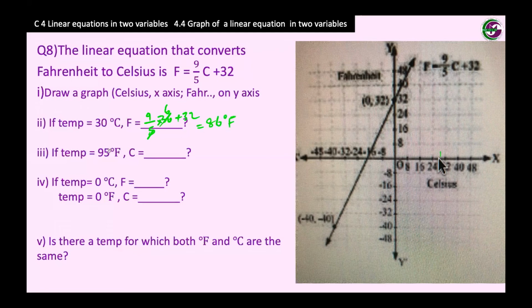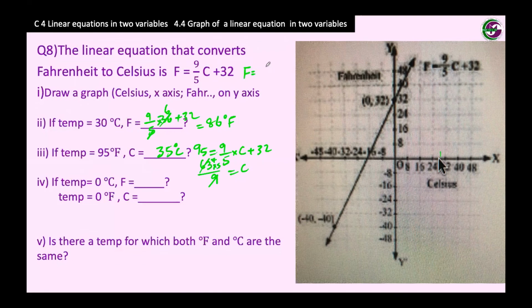Great. Next one is 95 Fahrenheit. So the left side will be 95. So we can say 95 is equal to 9 by 5 multiplied by C. We don't know it, we have to find it. First we subtract 32. 95 minus 32 is 63. Then you multiply by 5 and divide by 9 to get the letter C. These two get cancelled and you will get the number 7. 7 times 5 is 35. So 35 degrees Celsius.